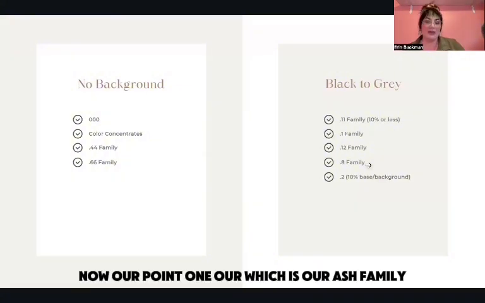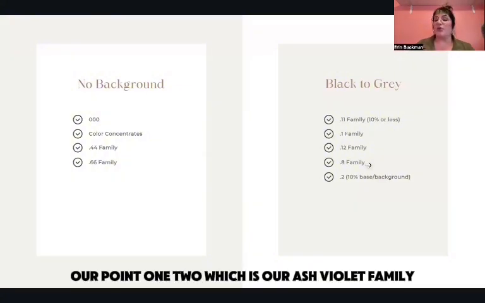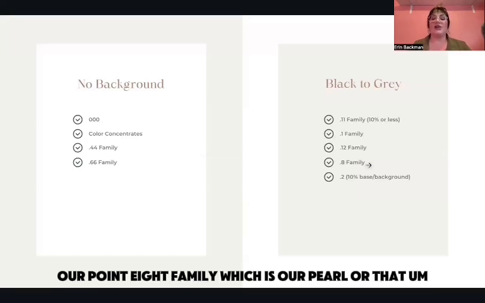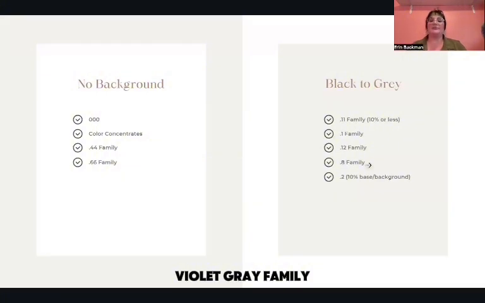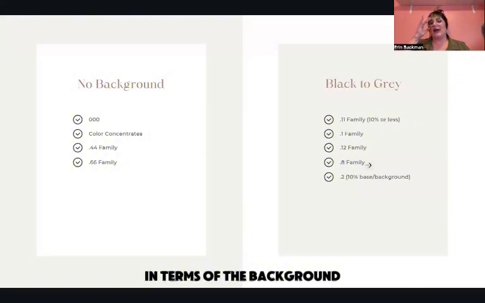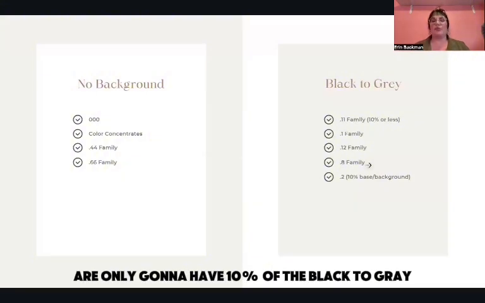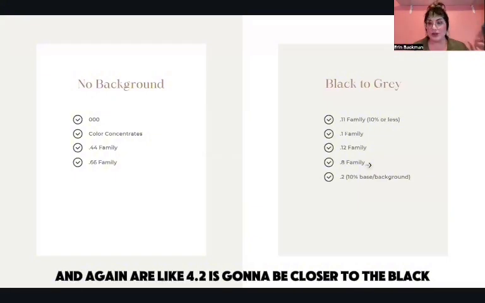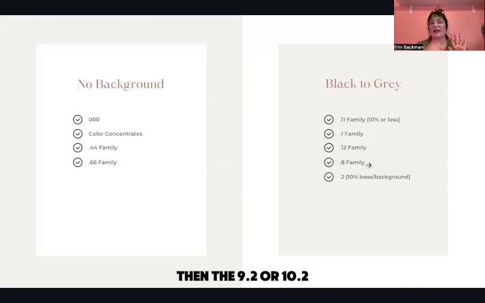Now our 0.1, which is our ash family, our 0.12, which is our ash violet family, our 0.8 family, which is that pearl or that violet gray family, they all are comprised of black to gray in terms of the background. And then our 0.2 or our violets are only going to have 10% of the black to gray. And again, our like 4.2 is going to be closer to the black than the 9.2 or 10.2.